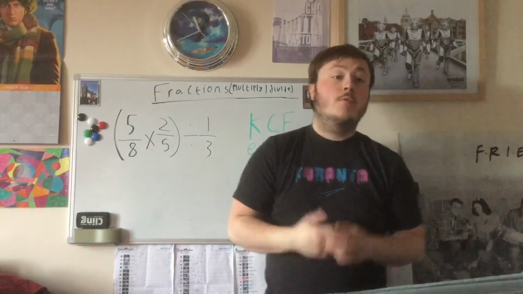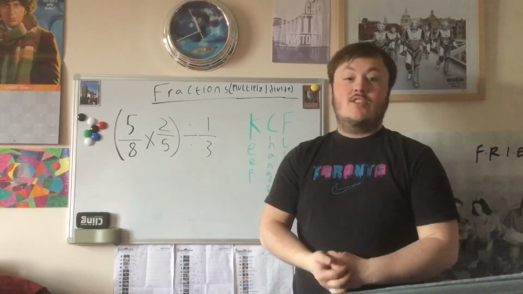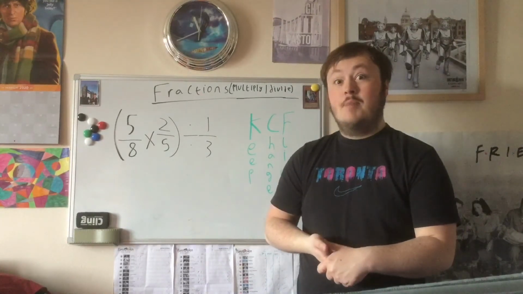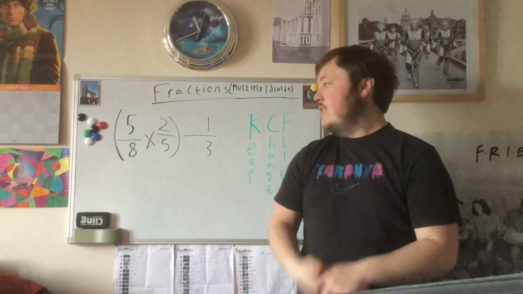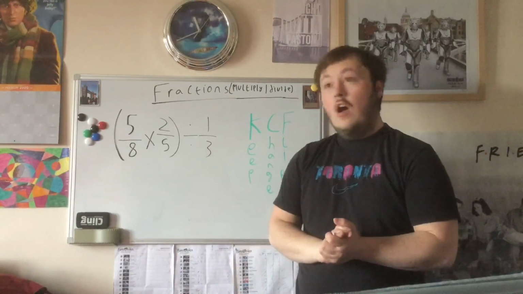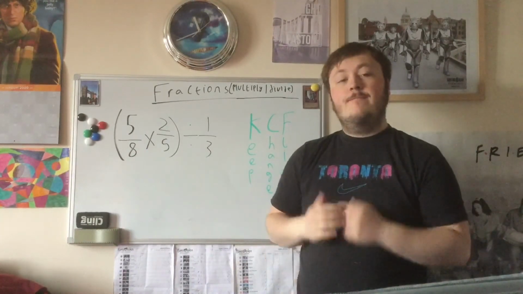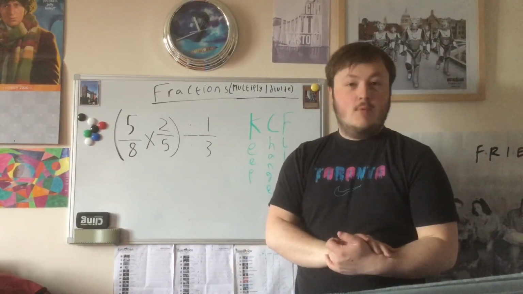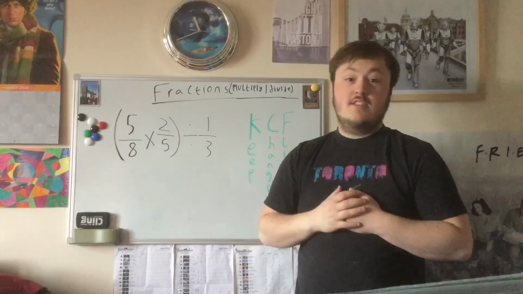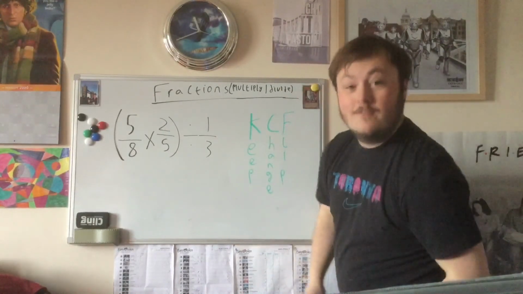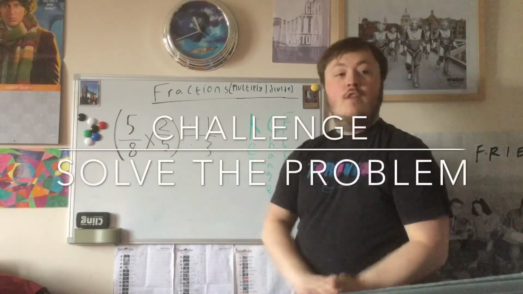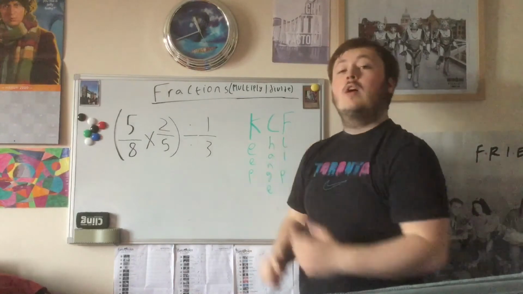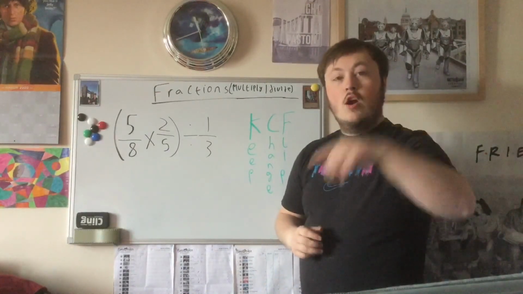Now, I feel I've gone through a lot of multiplication and division questions today, but I've not gone through a question where you have to do both. So in this question, you do 5/8 times 2/5, and then you divide the answer by 1/3. That's what we have to do. But I'm not going to do it. This is your challenge for today. I want you to solve this problem for me. You do 5/8 times 2/5 and then divide that whole answer by 1/3. We'll go through it tomorrow.